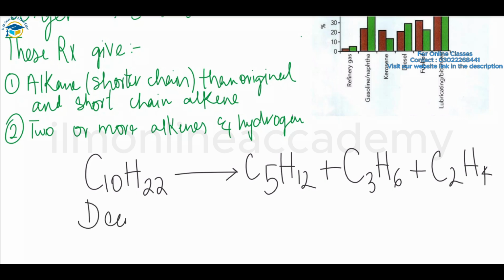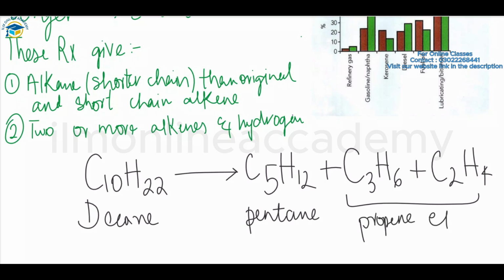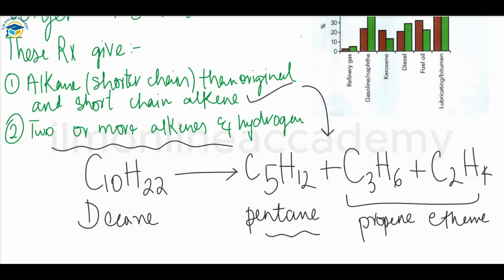So decane, which is an alkane, when catalytic cracking happens on it, is converted into pentane, which is an alkane and shorter in chain than the original one, plus two alkenes: the first is propene and the second is ethene. So you can see whenever these reactions happen, we have an alkane of shorter length, which is the pentane, and short chain alkenes produced, like propene and ethene, shorter in chain than the original. This is how catalytic cracking reactions happen.